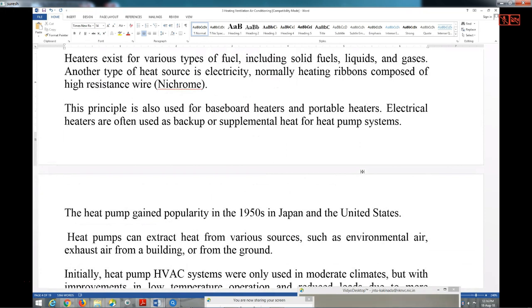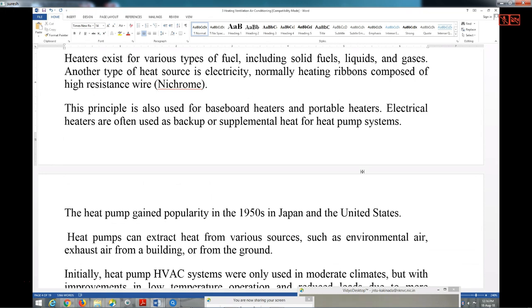So immersion water heaters we are using for heating of the water. There is an example for utilizing electricity to generate heat. In this case, this principle is also used for wastewater heaters and portable heaters. Electrical heaters are often used as a backup or supplement for heat pumps.